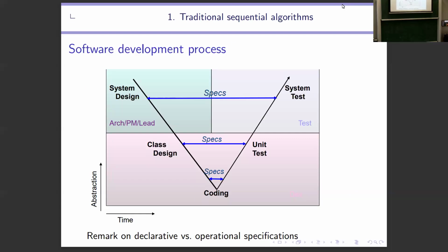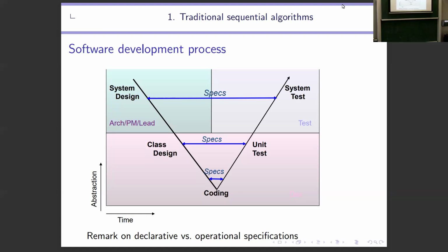Start somewhere here. Then you refine it, add details, make it more precise. So eventually you are quite precise, but on a high level of abstraction. Then you go down, refine. Then you come to a level where you can code. This level depends on how high level your language is.